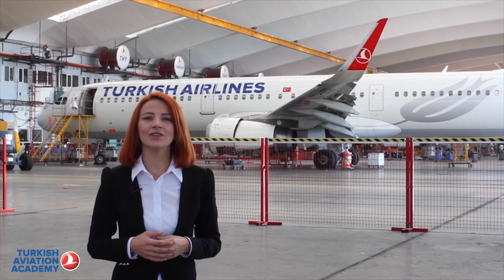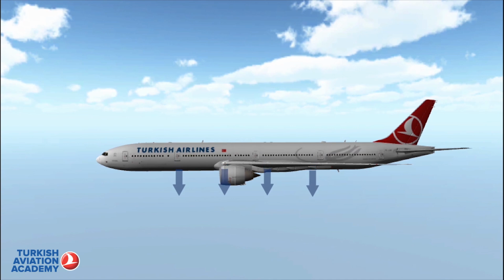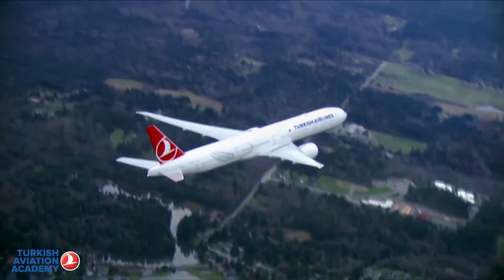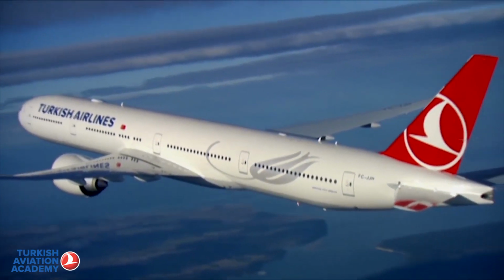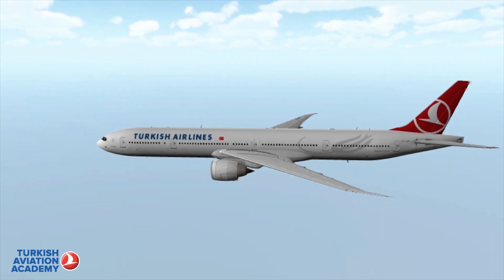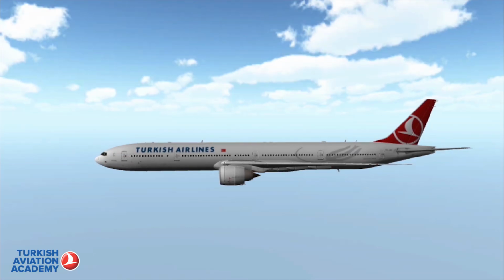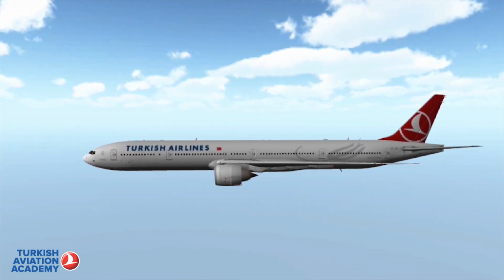There are four forces affecting an aircraft. One of these forces is the weight pulling the aircraft downward from its center of gravity. The force meeting the weight and pulling the aircraft upward is called lift. Wings produce lift force. If the weight is more than the lift, the aircraft loses altitude. If the lift is more than the weight, the aircraft climbs. If both are equal, the aircraft continues to fly at a constant altitude.